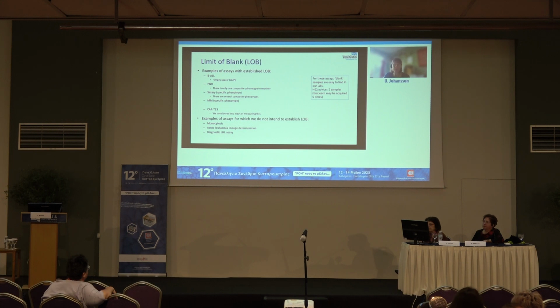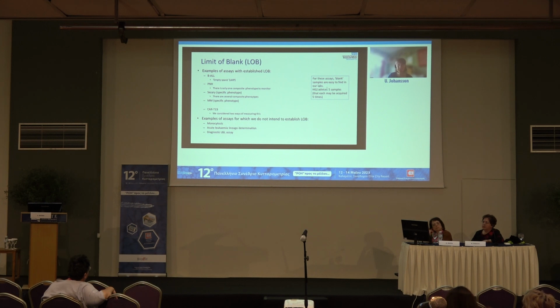So the limit of blank, it's not something that we need for all assays. For example, what we call the initial screen, our assay to detect lymphoproliferative disorders in blood, we don't need LOB for that. But for our B-ALL, for our PNH, for our Sézary, or our multiple myeloma MRD assay, for example, all these need to have an established limit of blank. We have a CAR-T19 assay, and we have an LOB for that one as well. But like I said, not all of them need that.